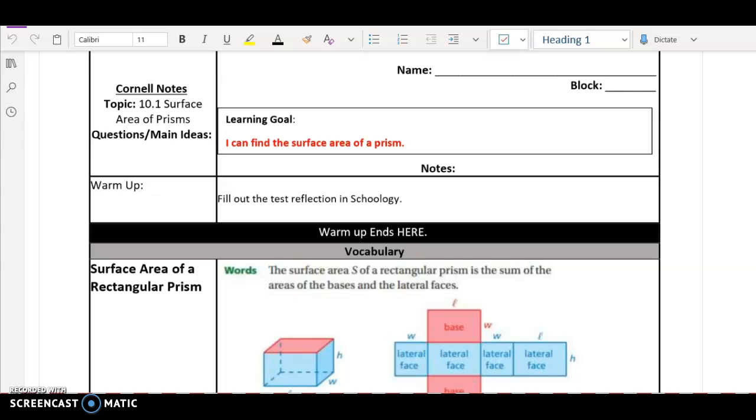So for your warm-up, I want you to fill out the test reflection in Schoology. If you've already done that, then continue with the notes. If not, pause the notes and go back and fill out that test reflection for chapter 9.